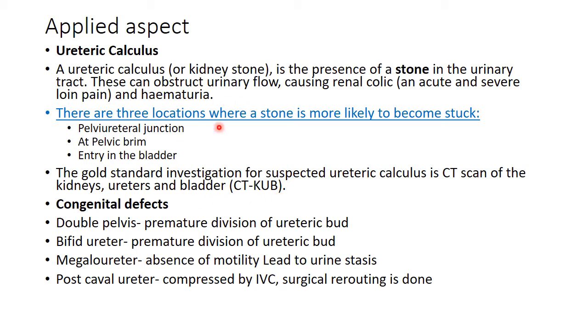Apart from these applied aspects, there are congenital defects. There can be a double pelvis, that is, the part of the pelvis from where the ureter begins, because of the premature division of the ureteric bud, bifid ureter, megaloureter, or post-caval ureter. These will be further discussed in the embryology classes.